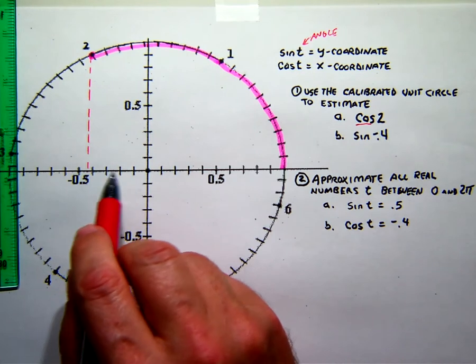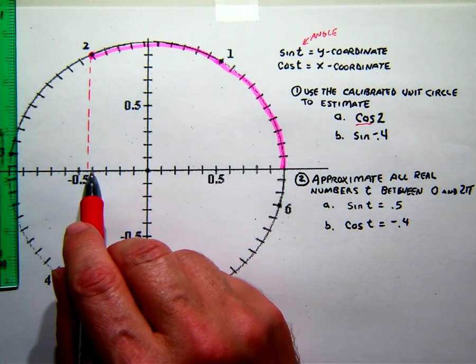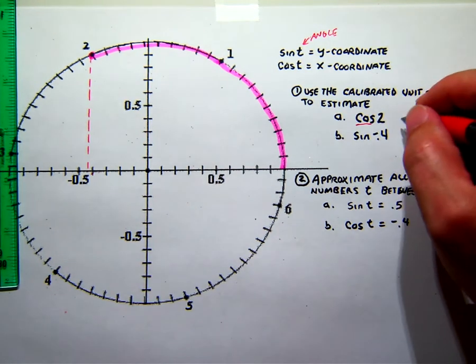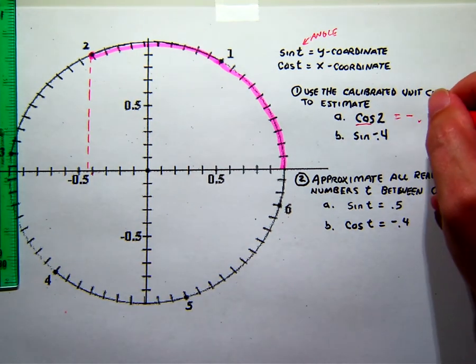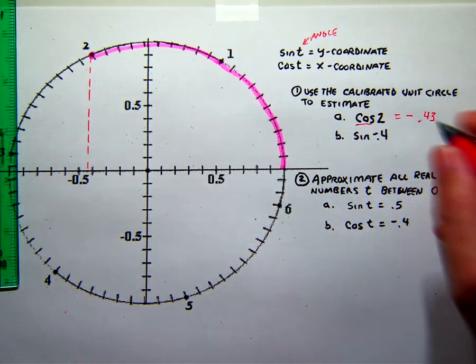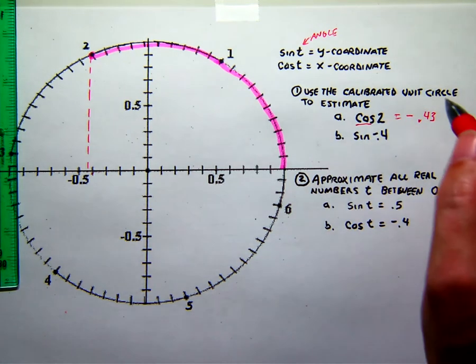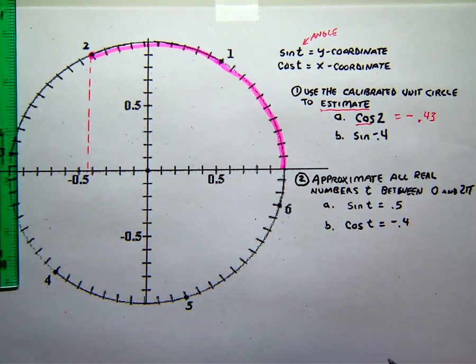And it looks like it's about a negative 0.423. Negative 0.43, maybe something like that. And again, this is just an estimate, so we really don't know for sure.